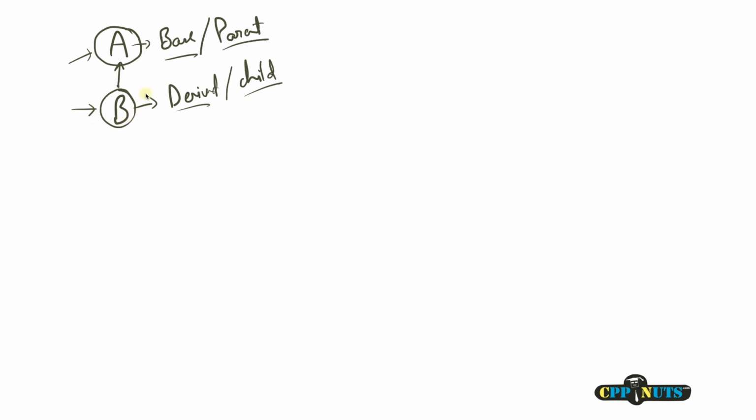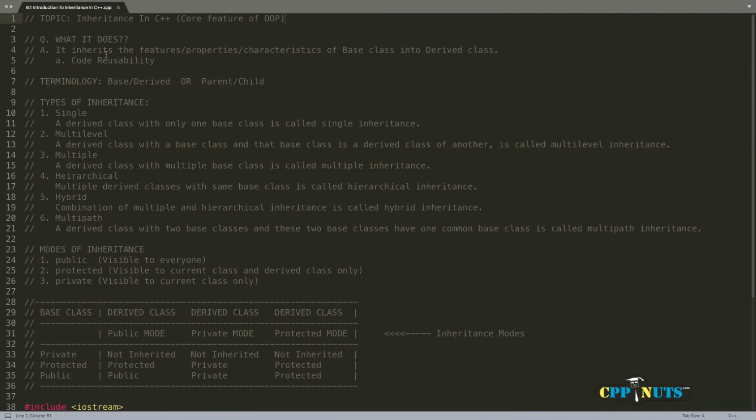So let's go through the points and why we use inheritance. One of the biggest reasons is code reusability. It was initially created for code reusability and it is also used for creating interfaces, but I won't discuss that part because it would be a little too much for a beginner. If you want to know what all you can do with inheritance, I'll maybe create another video on uses of inheritance. So the terminology is base or derived, as I explained, or parent or child.